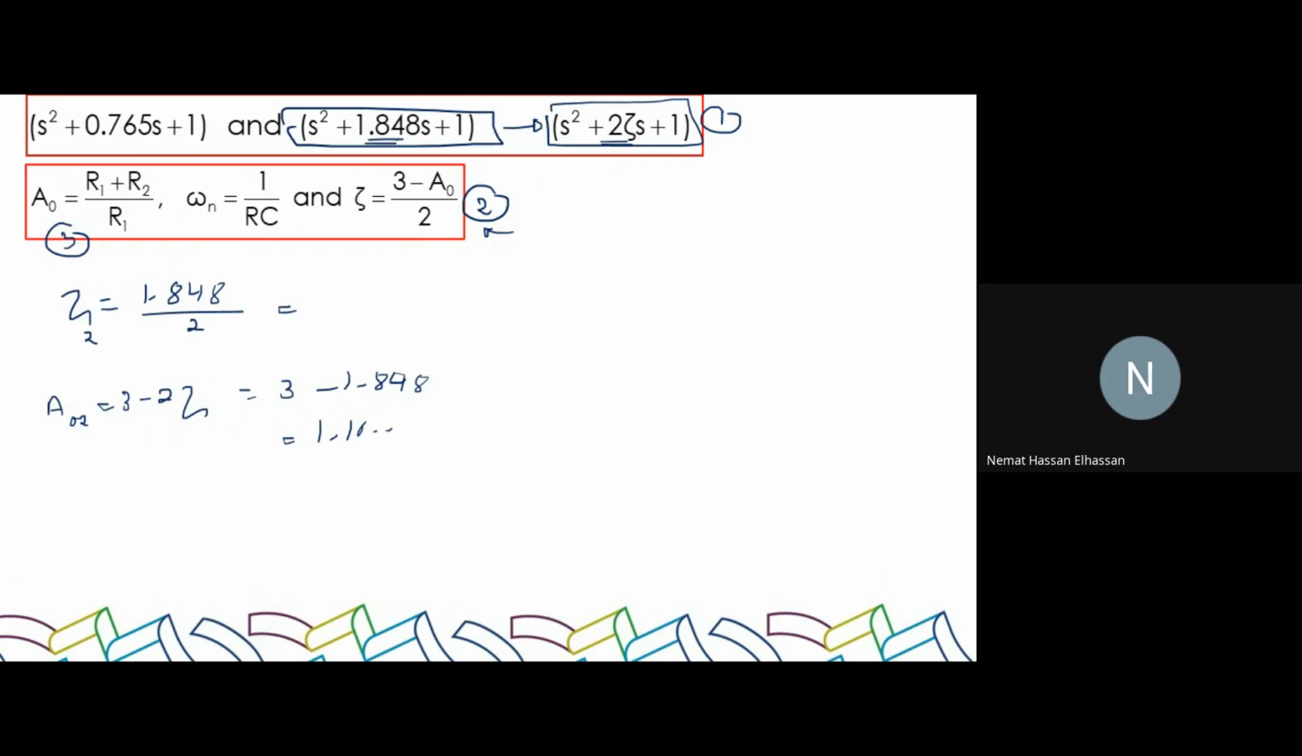If we know A0, can we find R2? Yeah, R22. Let's do it here. R22 is equal to A0 times R1 minus R1, right? 1.15 تقريبا approximately times R1 اللي هي 10 kilo ohm, so 10 power 4 minus 10 power 4, right? Which is equal to 1.15 minus 1, 0.15 times 10 power 4, right?